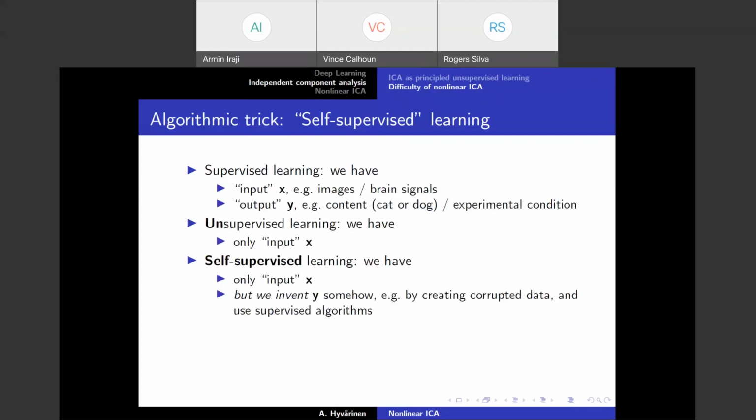But now, self-supervised learning means we actually only observe the X, but then we somehow invent this Y by ourselves, for example, by creating corrupted data in various ways. And once we have invented the Y, then we can use ordinary supervised learning algorithms to find the connection between X and Y. And hopefully, that will reveal something about the structure of X and thus do some kind of unsupervised learning.